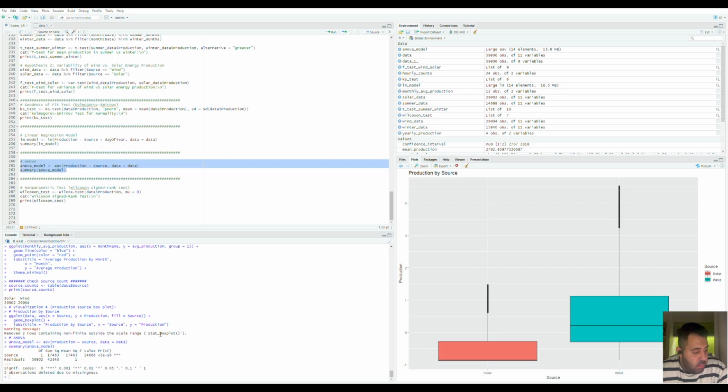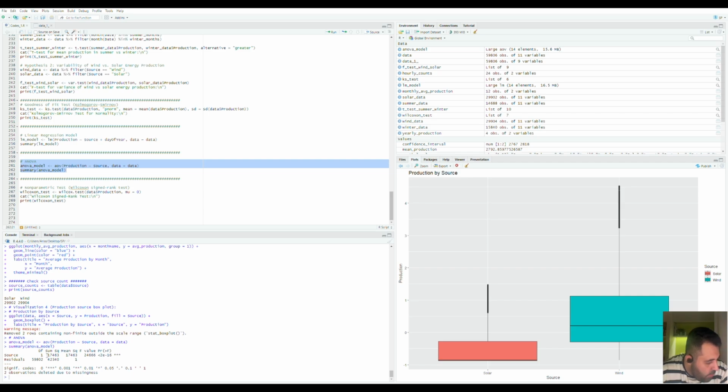So let's say ANOVA is used to compare the means of two or more groups, and in this case for us it is the different energy sources, the wind and the solar, to see if at least one of the group means is significantly different from the other one. And yeah, this is the data here.